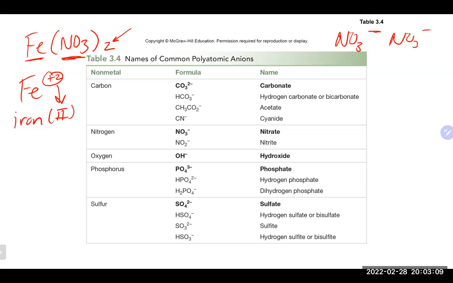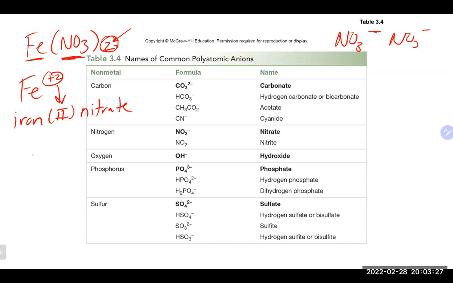And just like type 1 and type 2, even though there technically are two of these nitrates, it does not affect the name. So we just use the whole name of the polyatomic ion, which would be nitrate. Any questions on that there?